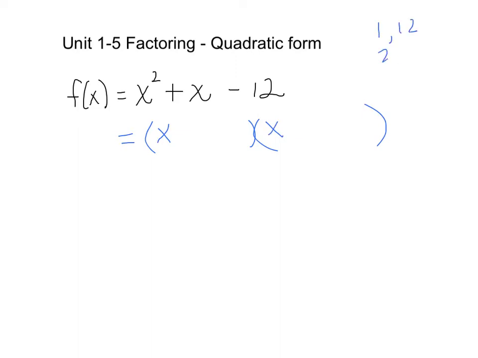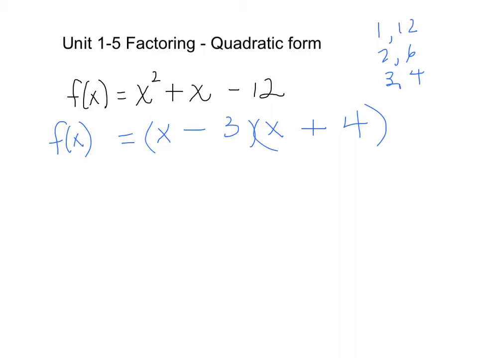I've got 1 and 12, 2 and 6, 3 and 4. This is 3 and 4. This is negative, so there'll be opposite signs, but this one's positive, so the bigger number is going to be positive, and that would be it, and I'm done.